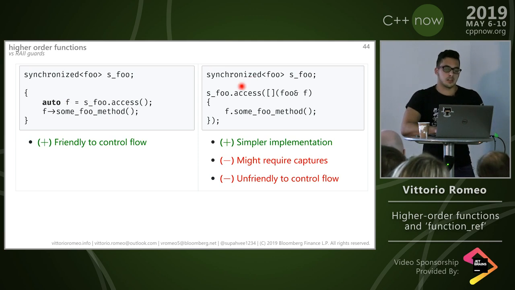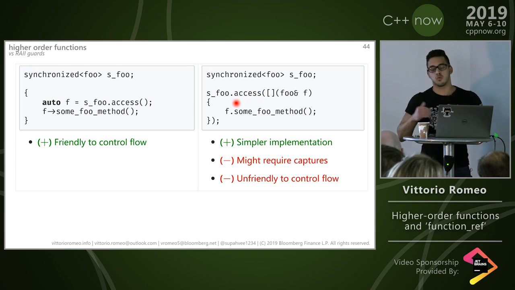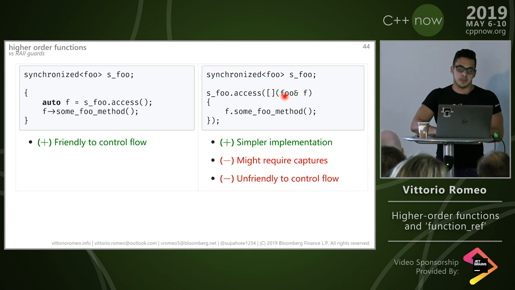Alternatively, what you can do is make access a higher order function, and what you pass in is the action you want to be executed on the underlying foo instance. So in this case, it's just a lambda. And then you're going to implement your behavior inside of the body of the lambda.